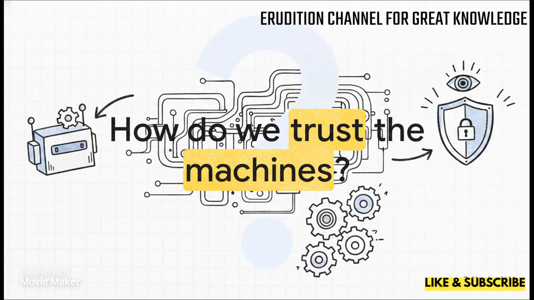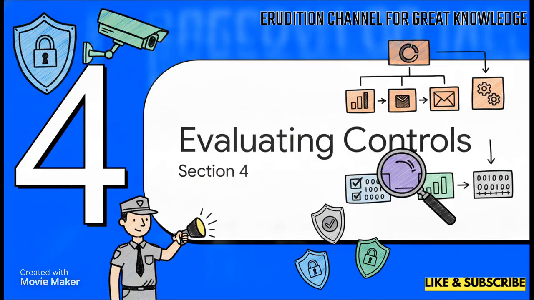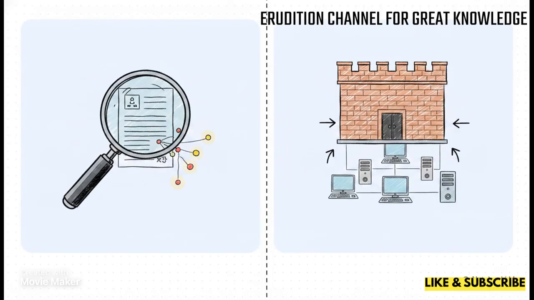But that brings up a really crucial question. If the computer system is automating all this heavy processing, what safeguards are in place to ensure the system itself isn't making errors? Section 4. Evaluating automated controls. This is where we verify that trust. You have to evaluate the automated controls, which are basically the internal security guards of the system.